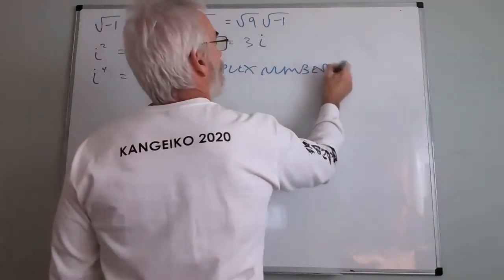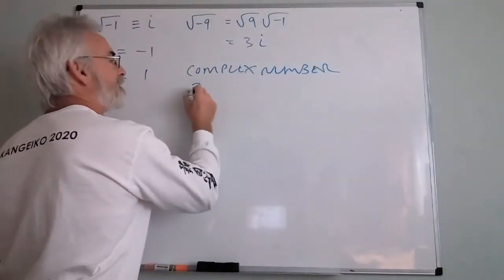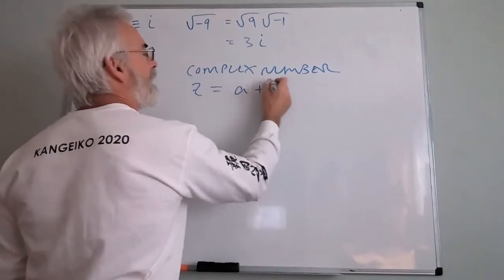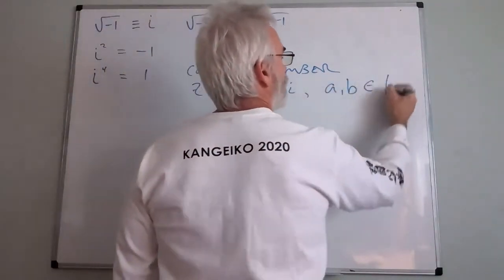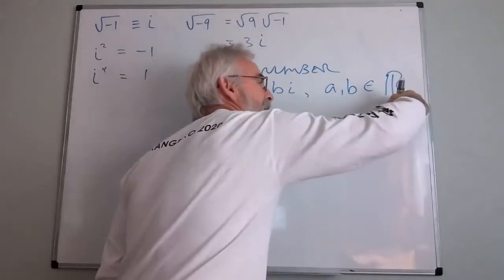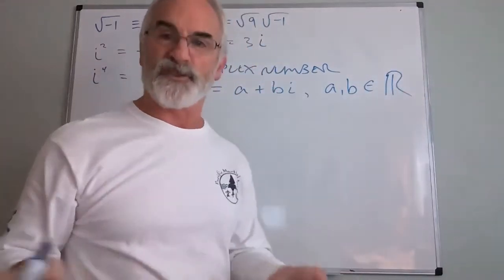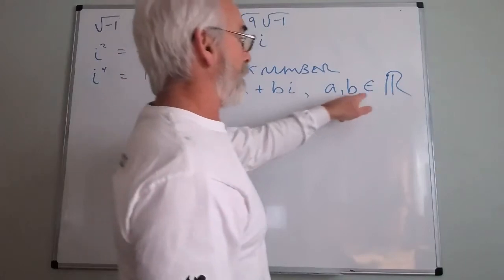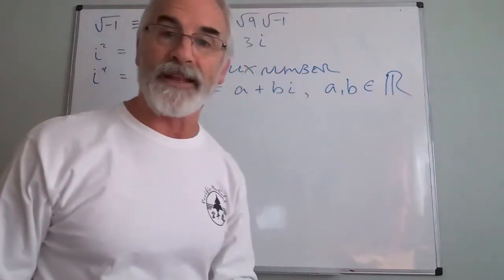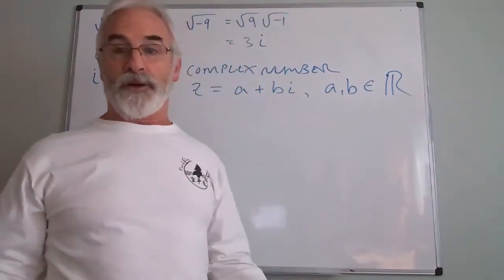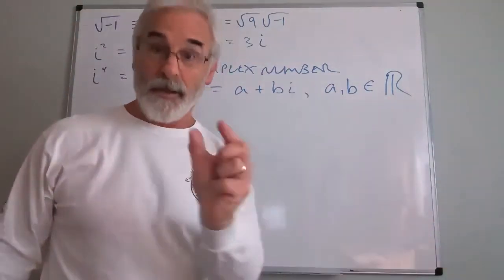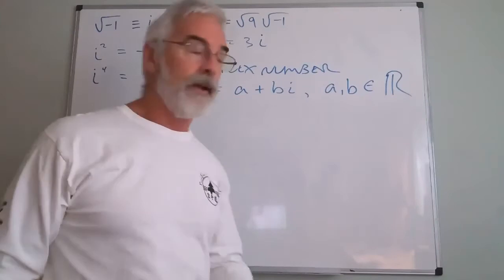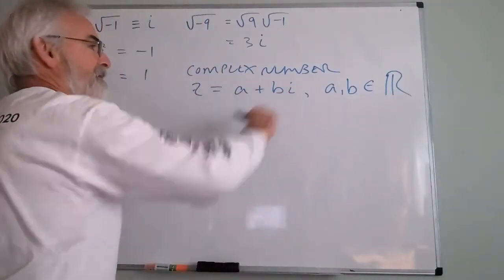We say anything of the form, and I'll use the letter Z, Z equals A plus Bi, where the A and the B symbolically mean the real numbers. We usually use a script R. So this says A and B are elements of the real numbers. In simple English, if you take any two real numbers and then you write A plus B times i, B is a coefficient of the i, this is what we define as a complex number.